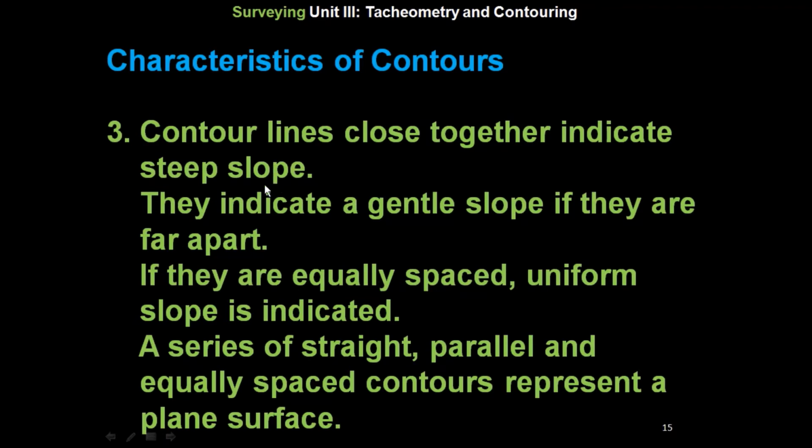Third characteristic, contour lines close together indicate steep slope. They indicate a gentle slope if they are far apart. If they are equally placed, uniform slope is indicated. A series of straight, parallel and equally spaced contours represent a plane surface.